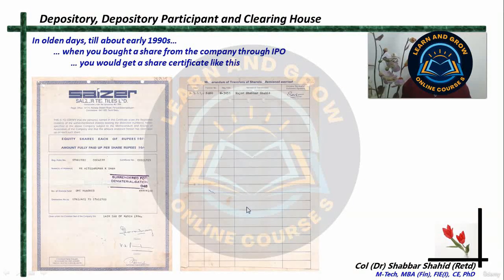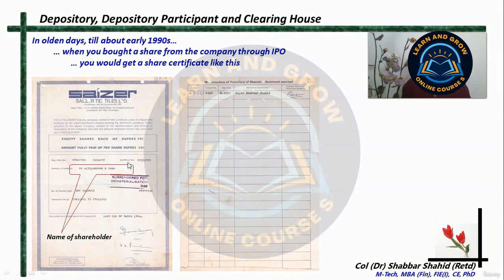Now let me tell you that in olden days, till about early 1990s, if you bought shares from a company through the IPO or the initial public offer, then you would get a share certificate which looks something like this. This is the front face of a share certificate which we used to get in the earlier days, and this is the reverse or the back side of the same share certificate. Now this share certificate contains the name of the person who is holding the shares, the quantity of the shares, and other things like the folio number and various other things.